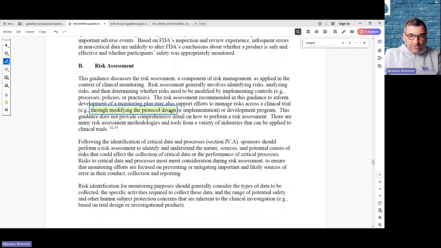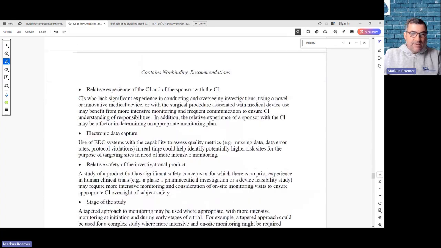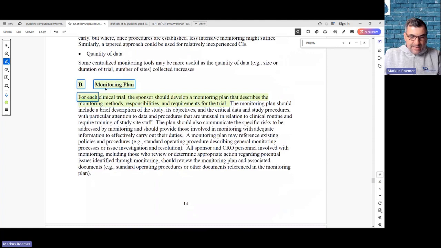Throughout modifying the protocol design, the risk assessment, how you should do that. So this is quite very nice. At the end, it ends up with a monitoring plan. If I verify the validation of a system used in GCP, I also must have a view on the monitoring plan.